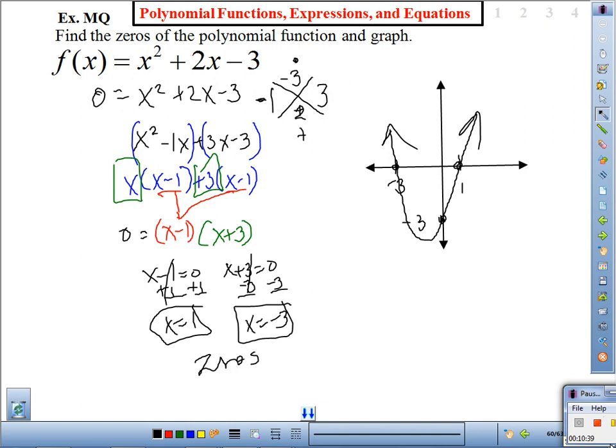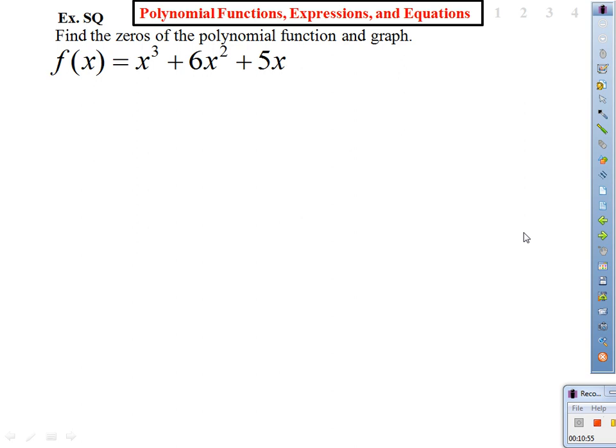Zeros, x equals 1, x equals negative 3. And there's your graph. Hands up if you got that. Let's go. Continue. Example, super Q. f of x equals x cubed plus 6x squared plus 5x.